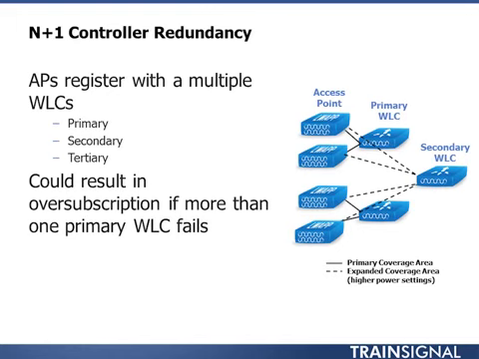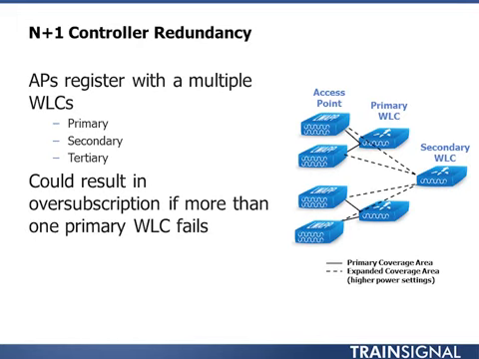Now let's talk about controller redundancy. And there's 3 types of redundancy, or models for redundancy. This is the N+1. So in essence, all of your access points are connected to the primary wireless LAN controller. And you see that here with the solid black lines in the diagram. If one of those wireless LAN controllers goes out, then the access point will switch over to the secondary, the backup controller.